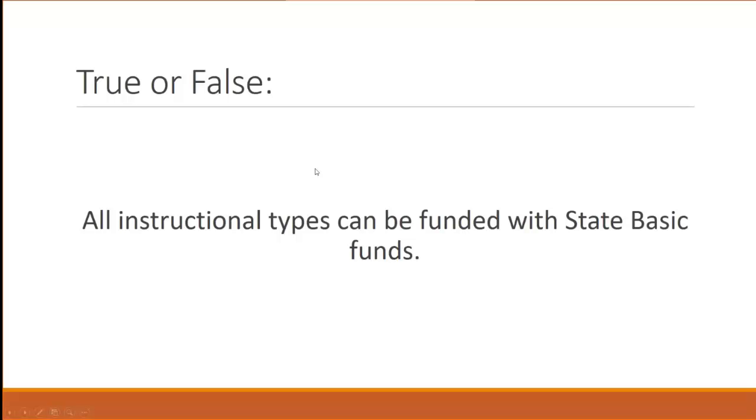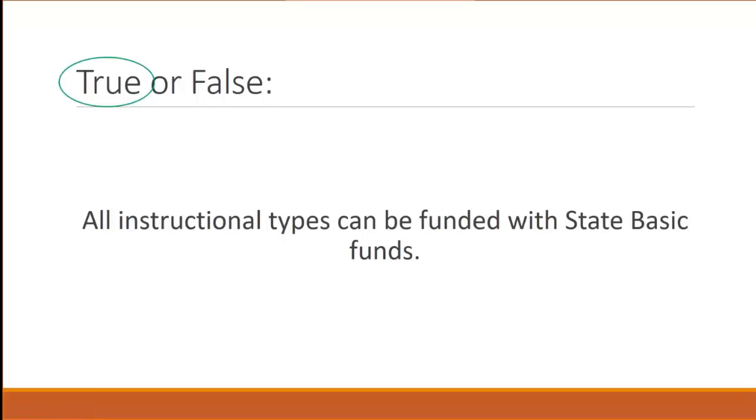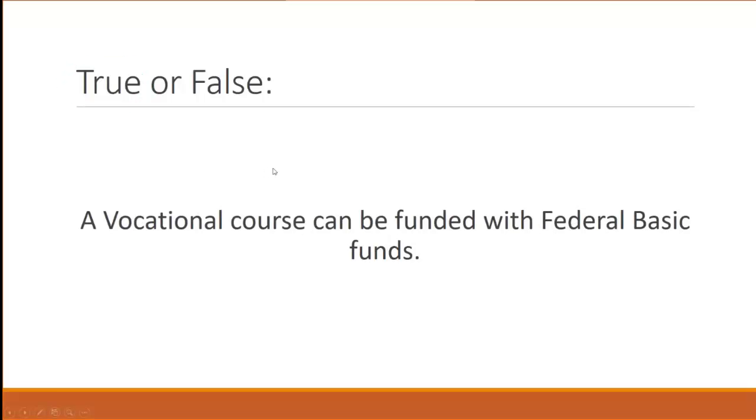This is true. So state basic and also state performance funds can be used for all of the instructional categories. Those are the 2 most flexible funding sources. Next, a vocational course can be funded with federal basic funds. True or false?